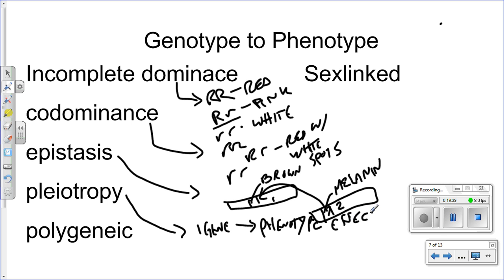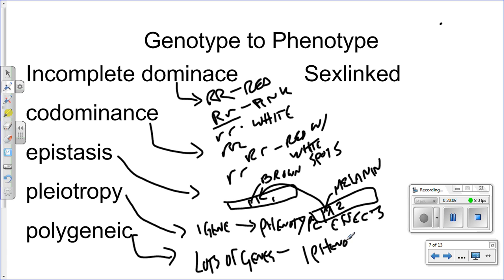Right, so we might have something like the gene for sickle cell not only makes your blood cells a different shape, but it also ends up making liver damage and joint damage as well. Polygenic is what I like to think of as the opposite side of pleiotropy, where you have lots of genes, and you only end up having one phenotype because of it.